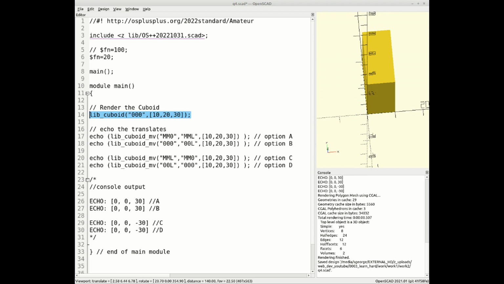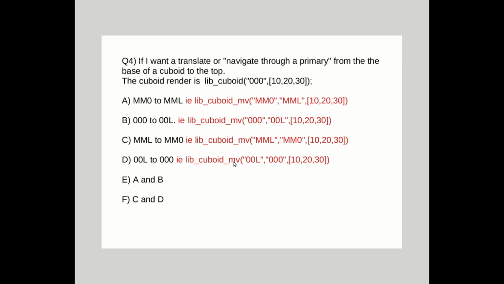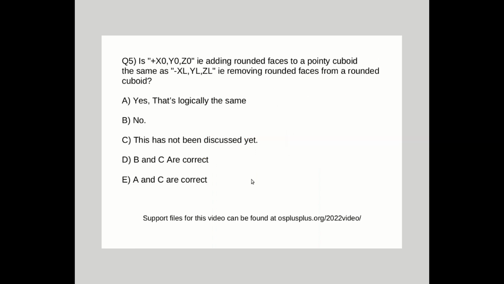So let's go back to the question. If I want to translate or navigate through a primary from the base of the cuboid to the top, the command I would use is this. If I'd rendered this, I'd say, well, I want to go from 000, the bottom, to 00L, the top. That would be my command. So I would say B, but I have to admit that MMO to MML is exactly the same thing. I'm going from the bottom to the top. So A and B are correct. Gosh, that's it.